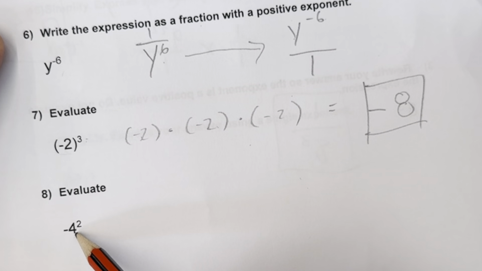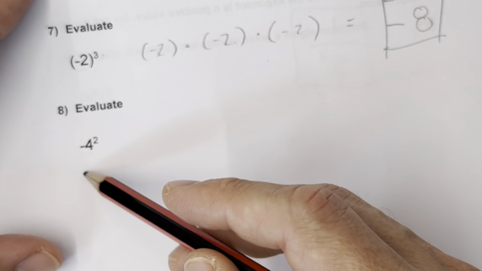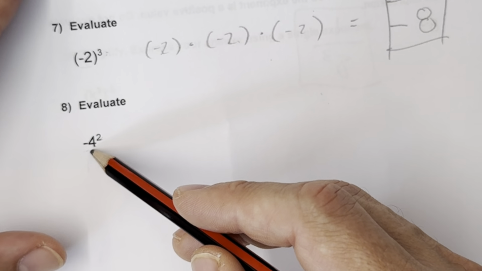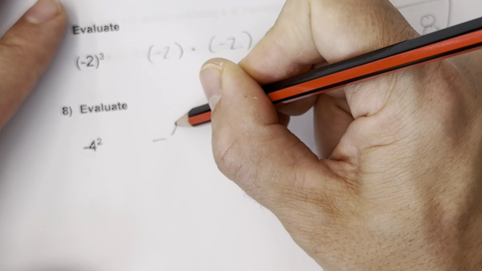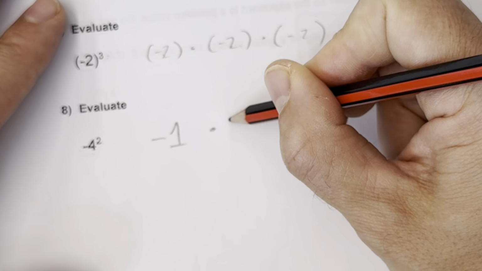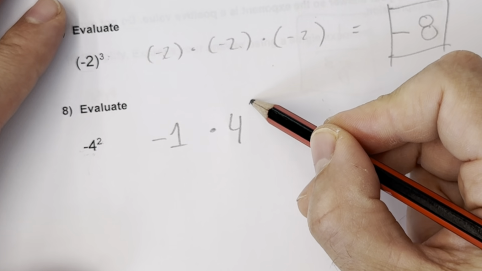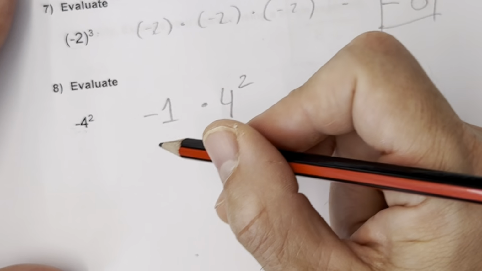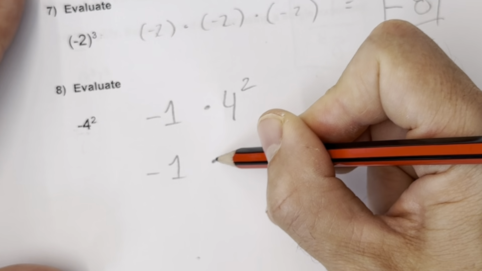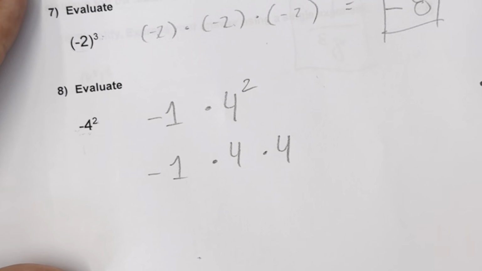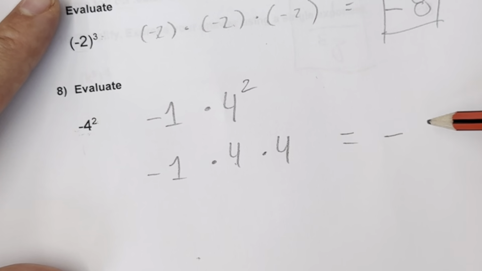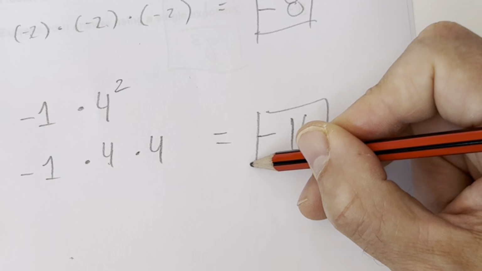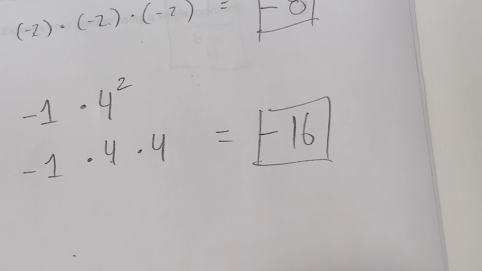Next one. Now, in this case, our base is 4. And the negative is actually not being evaluated. It's not getting squared. Only the 4 is. And one way we could look at this is like this negative is actually the same as a negative 1 that then is multiplying 4, and the 4 is being squared. And taking that further, that's like saying negative 1 times 4 times 4. Well, 4 times 4 is 16. 16 times negative 1 is negative 16. And with that, we will go to the next page.